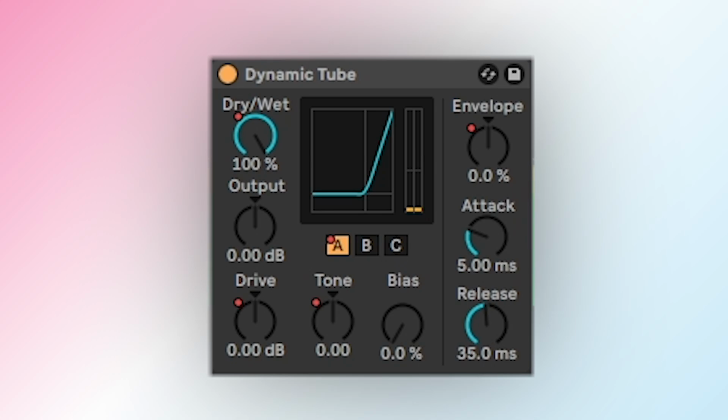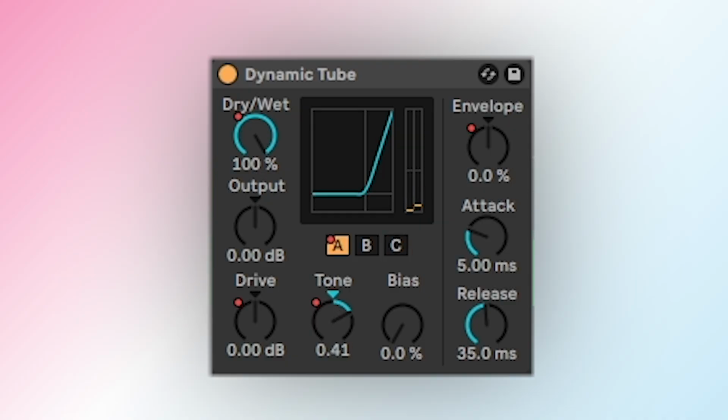Ableton Live's Dynamic Tube is a powerful tool for adding analog-style warmth and character to your tracks. It emulates the behavior of real amplifier tubes, offering three distinct models for versatile distortion. Tube A adds bright harmonics when the input exceeds a threshold, Tube B provides a balanced tone, and Tube C delivers consistent grit for raw, edgy sounds.